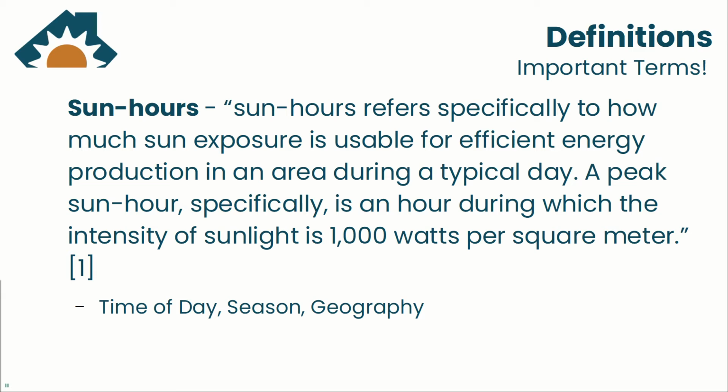Sun hours is a way to quantify how much usable energy your location is able to harvest. Factors that can change this are time of day. This is pretty self-explanatory. You can't harvest at night or if the sun is down. Season. The amount of sun varies based on the season. And geography. In the northern or southern parts of the world, you'll get more or less drastic seasons where you'll get more or less sun. This is also considered.